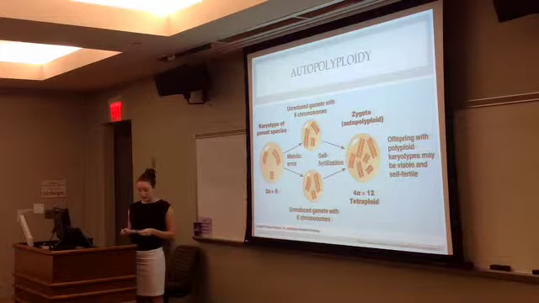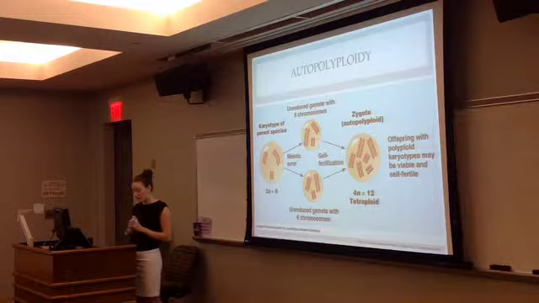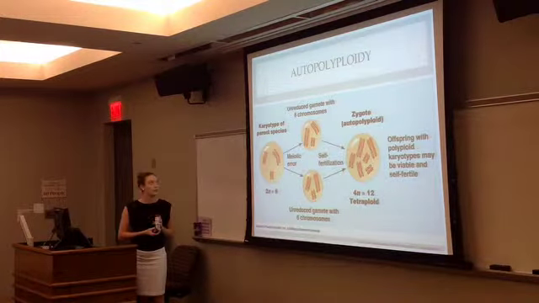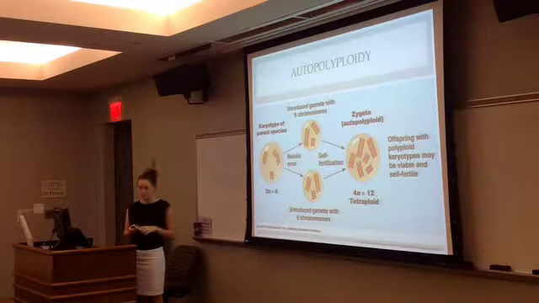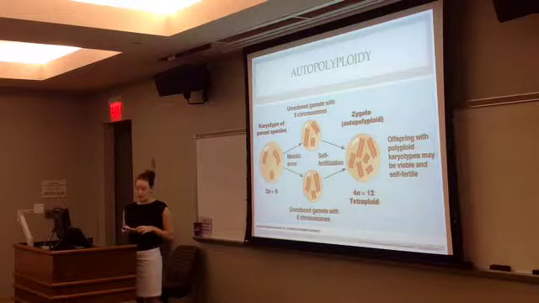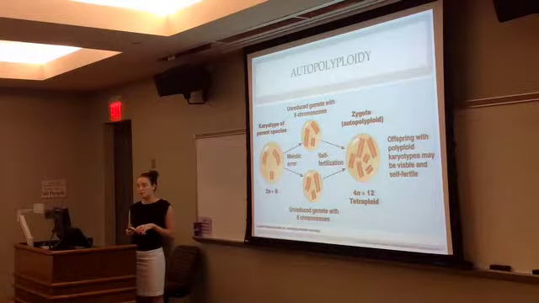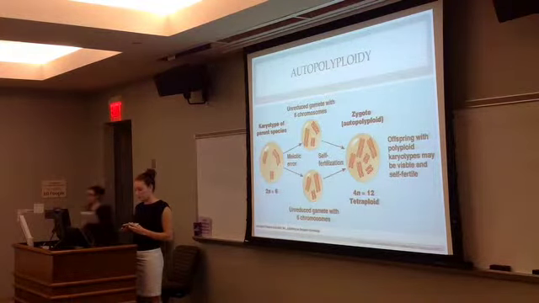The second type of polyploid is autopolyploid, and autopolyploids contain multiple chromosome sets derived from a single species, and they can also be formed by chromosome doubling or fusion, like allopolyploids.